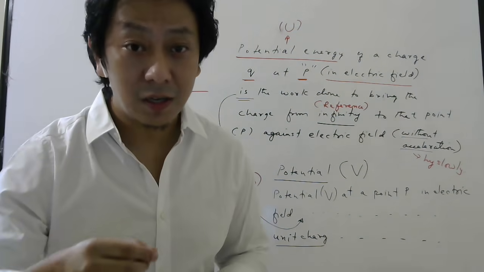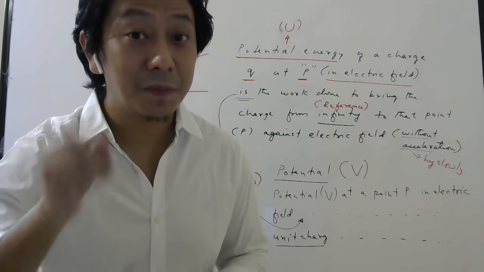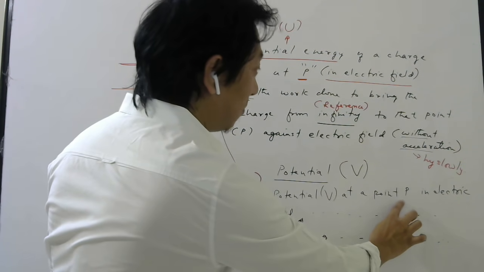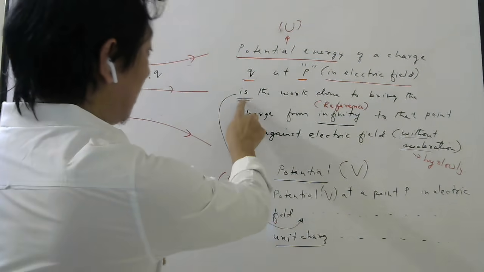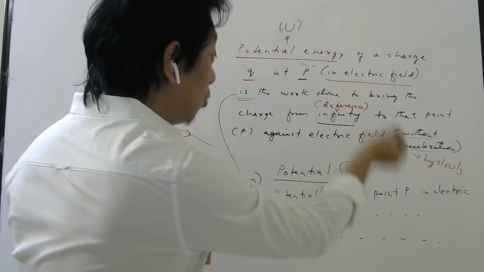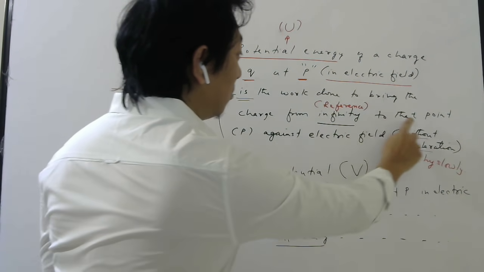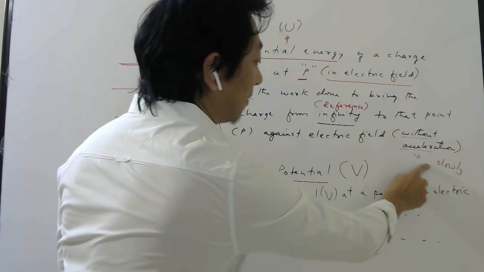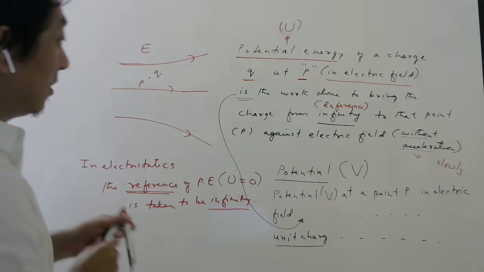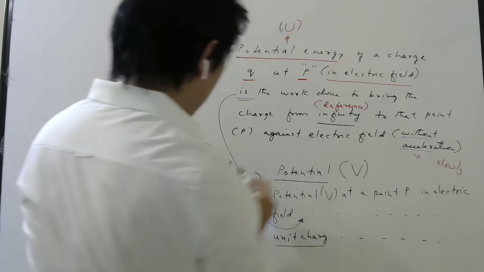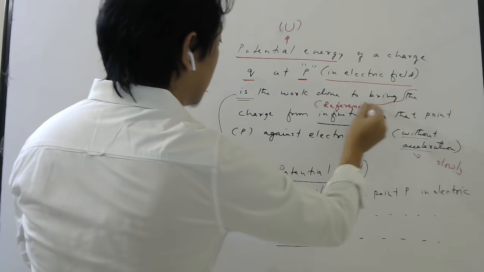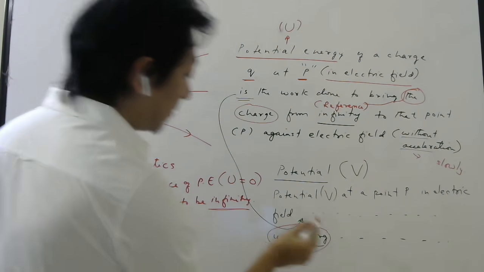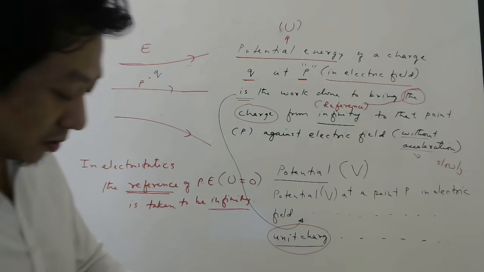Same thing here, but for potential, if they say find potential at a point, then you need to bring not Q charge but unit charge. So it is the same definition. Potential at point P in an electric field is the work done to bring unit charge from infinity to that point against the electric field slowly. Slowly means without acceleration. So basically, the word charge you replace by unit charge.